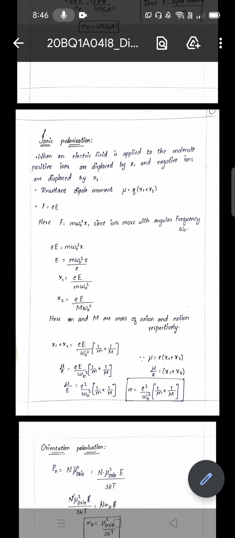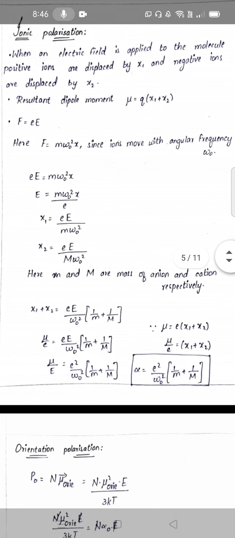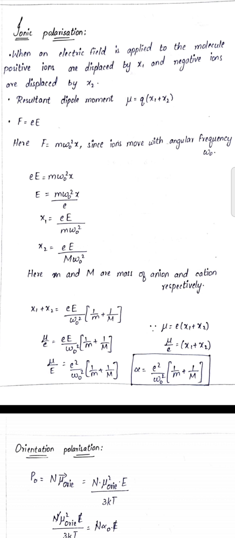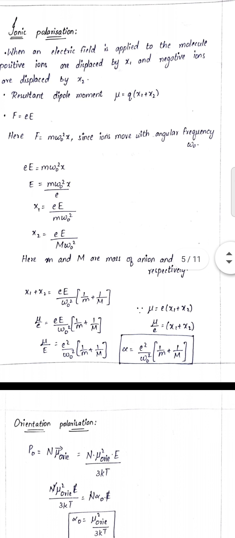Now here F is equal to eE. Here F is equal to m omega naught square x, since the ions move with angular frequency omega naught. Now by equating eE equal to m omega naught square x, and by solving, we get x1 is equal to small e into capital E by m omega naught square. Similarly, x2 is equal to small e into capital E by capital M omega naught square. Here small m and capital M are the mass of anion and cation respectively.